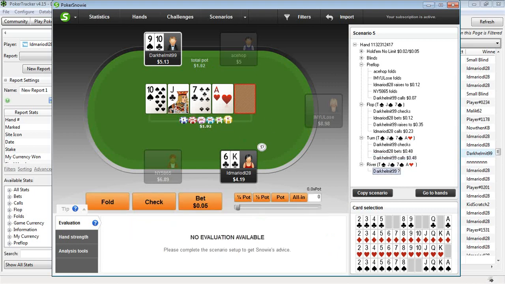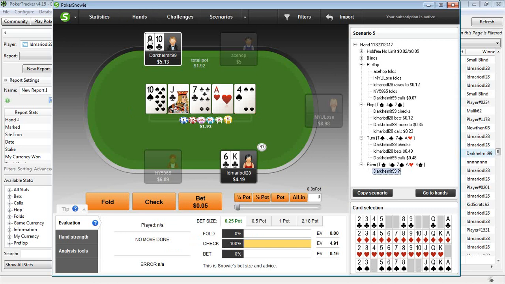All right, so now the last card was a 4 of spades. So we'll say he'll check. It's saying I should check back here. Most of the time, 97% of the time, I should be checking back here. Only 3% of the time I should be betting. And then check and just go to showdown with my king. Interesting. This hand can just be played so many different ways.